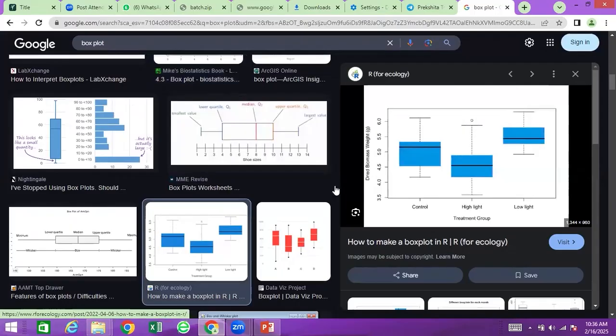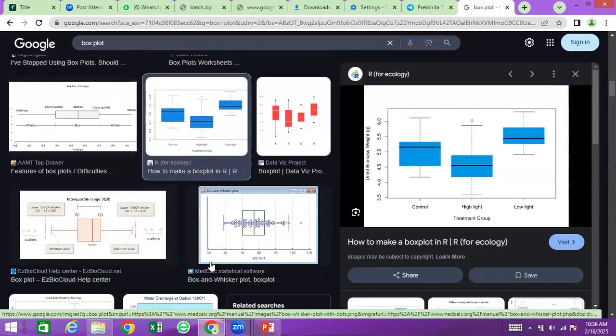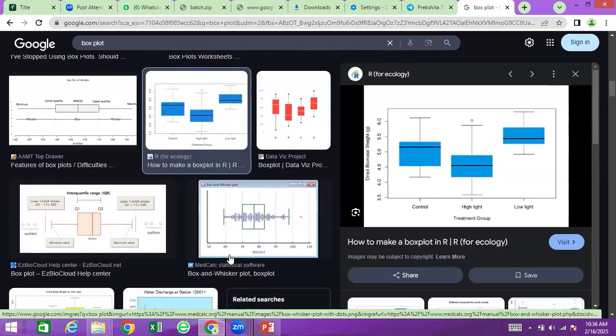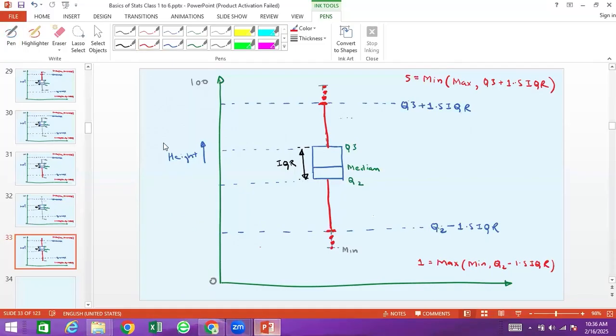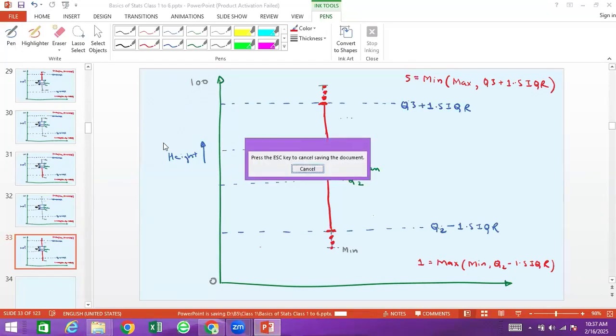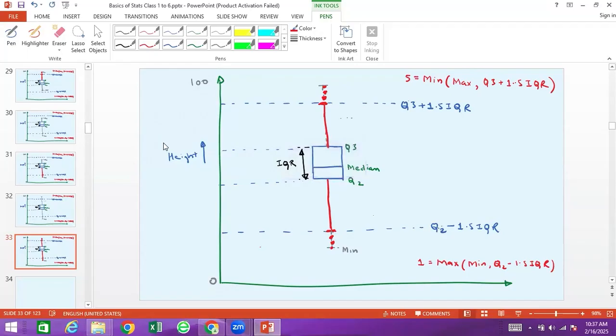This data point is an outlier. Okay, any question? Then let's move on to the next part.